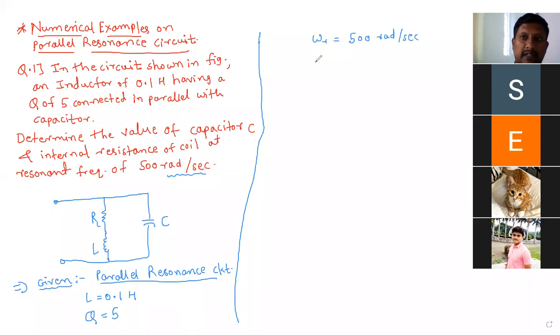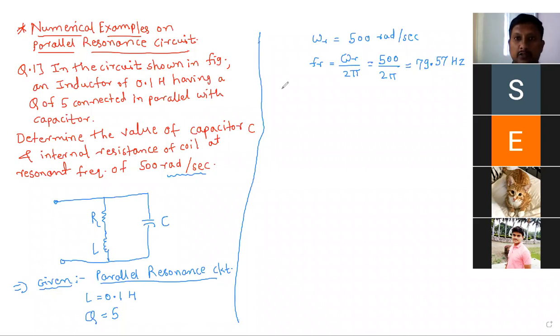So if I want FR, then what do I have to do? Omega R divided by 2 pi. That we have to do. So omega R means 500 divided by 2 pi. If you do that, I am getting 79.57 hertz. Resonant frequency FR is equal to 79.57 hertz. Understood now? Omega R is given. Many students take FR equal to 500, so they can get the wrong answers.